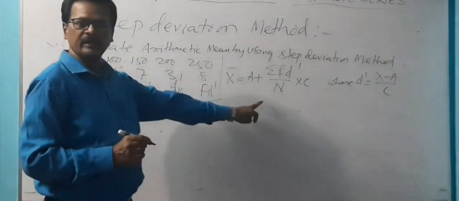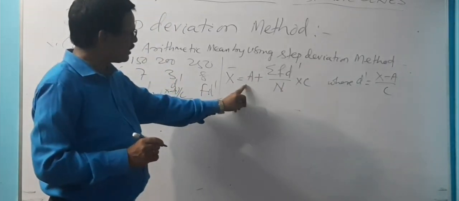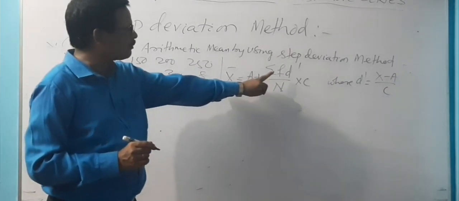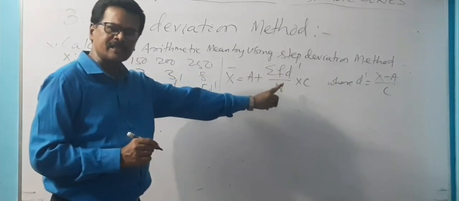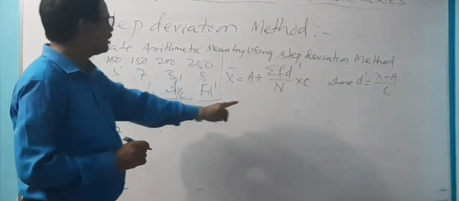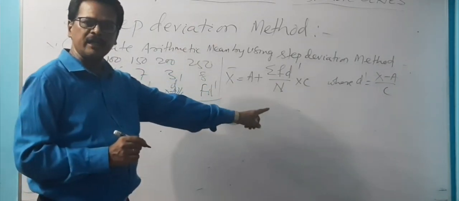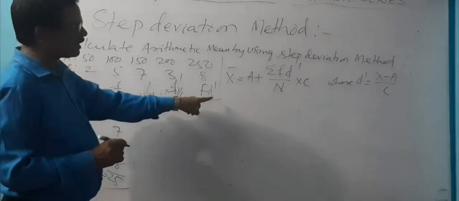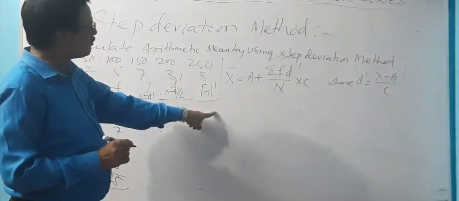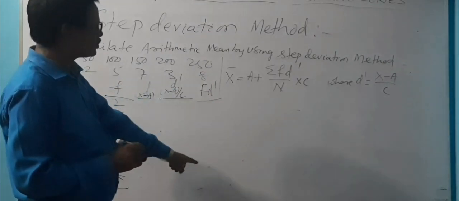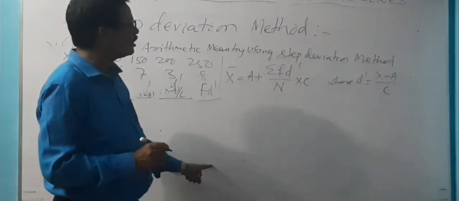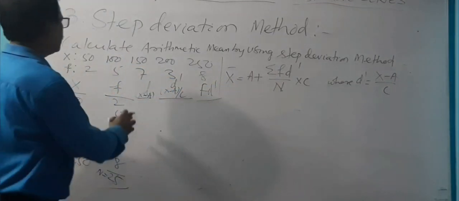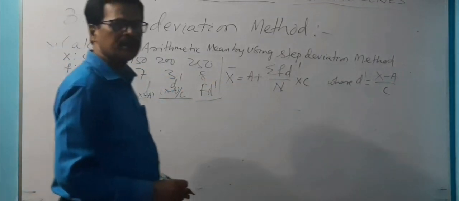You see here in the formula, x bar is equal to a plus summation f d dash by n. So we have to find out the value of f d dash. How to find out f d dash? First we have to find out the value of d, then we have to find out the value of d dash, then we can calculate f d dash. And by adding the f d dash values together, we can get summation f d dash. Okay, so calculate the value of d.